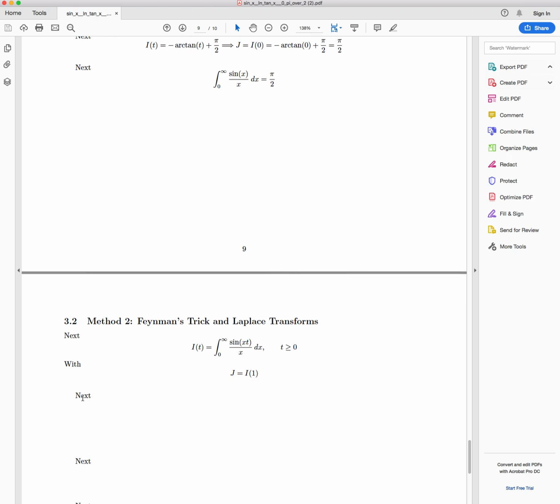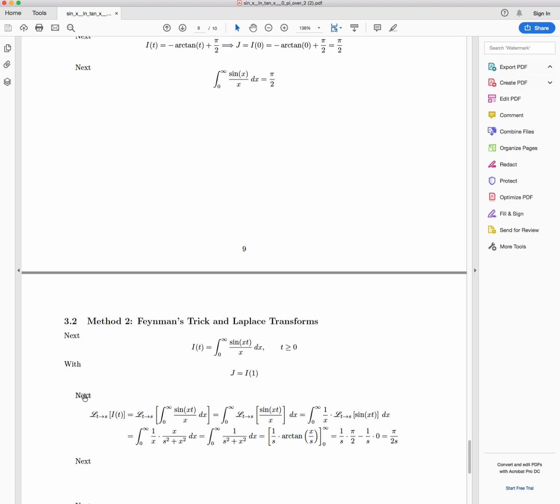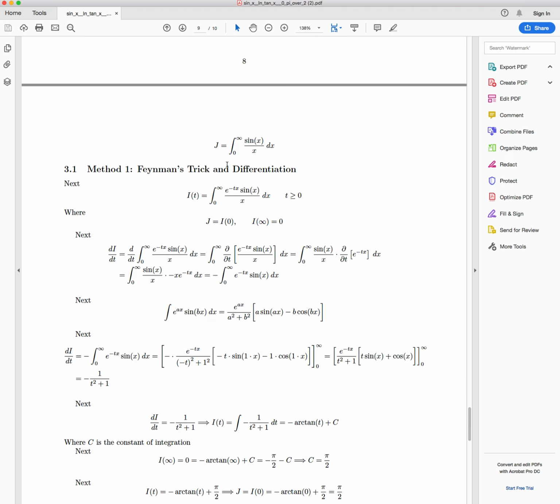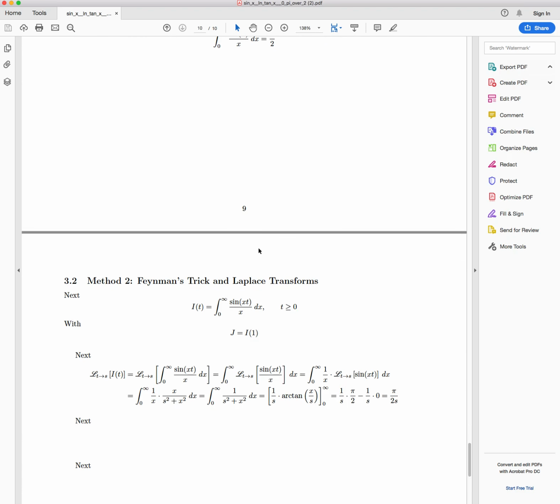Okay. Now, as I said, in the previous video we used differentiation. Here I'm going to use a Laplace transform instead. So we're going to take the Laplace transform of I of t, which means we're taking the Laplace transform of this function here, which is the definition of I of t as we put it. Now, in order for us to be able to apply the Laplace transform to the integrand, we have to use a theorem known as Feynman's theorem.